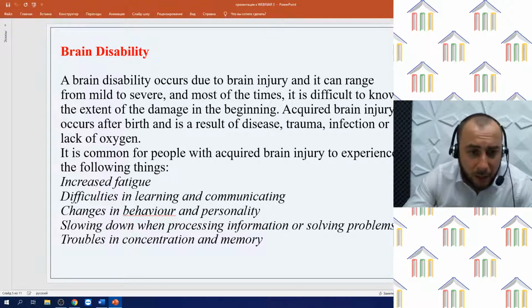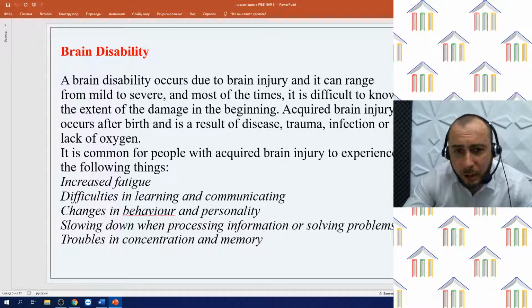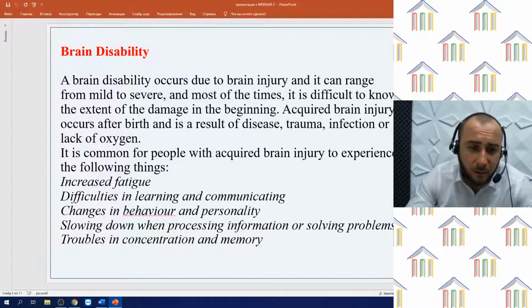Brain disability. A brain disability occurs due to brain injury and it can range from mild to severe, and most of the time it is difficult to know the extent of the damage in the beginning. Acquired brain injury occurs after birth and is a result of disease, trauma, infection or lack of oxygen. It is common for people with acquired brain injury to experience the following things: increased fatigue, difficulties in learning and communicating, changes in behavior and personality, slowing down when processing information or solving problems, troubles in concentration and memory.